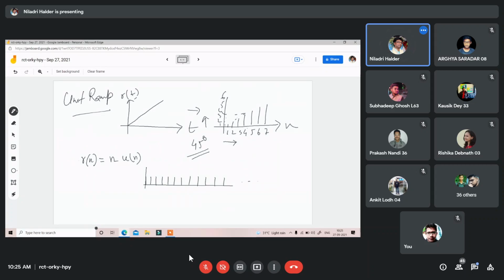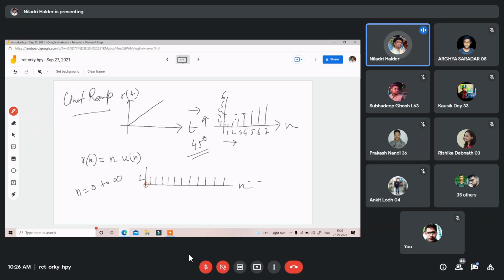This is your u[n] 1. Now simply, if we multiply n to each sample, and n varies from 0 to infinite, you can consider. So for n equal to 0, for the first value, you are getting 1 into 0. So the first value will be 0.